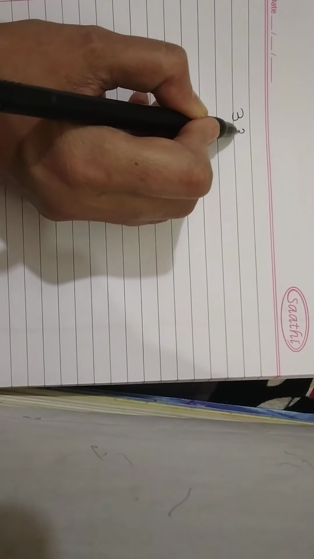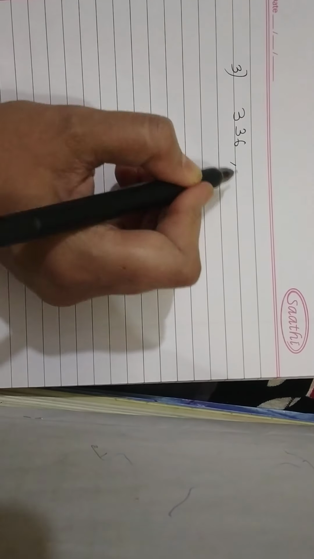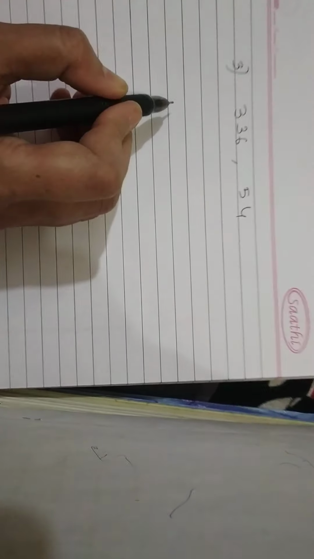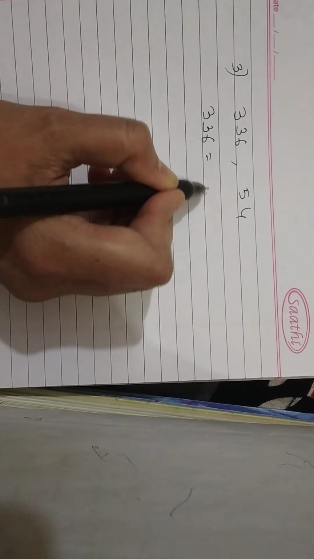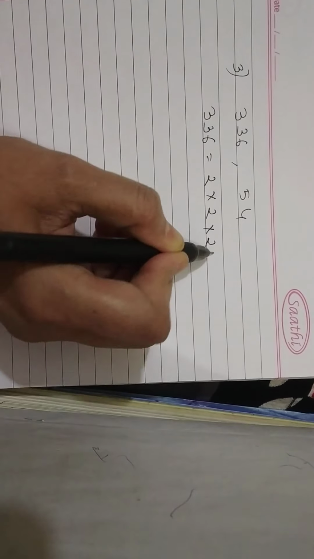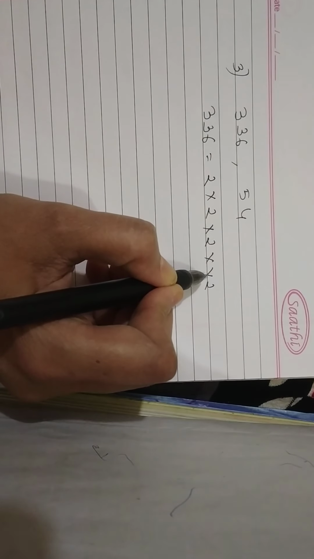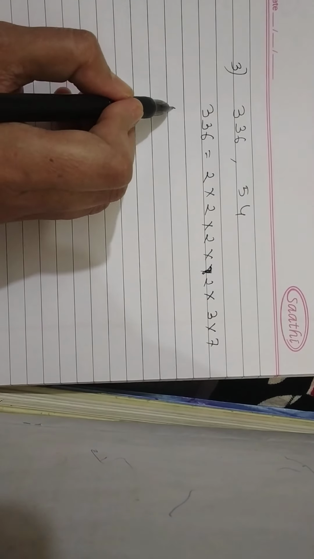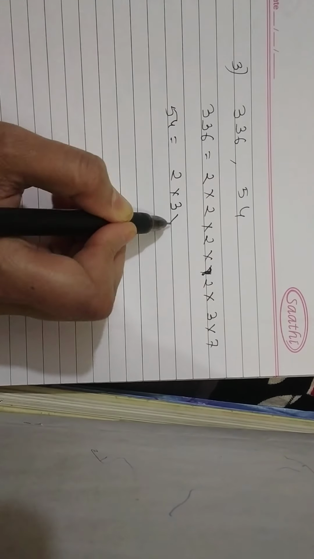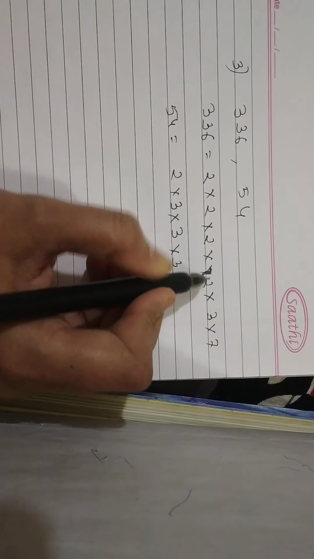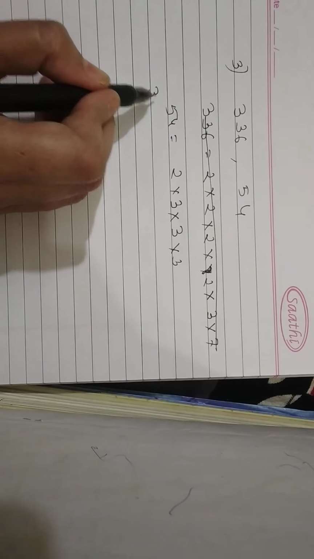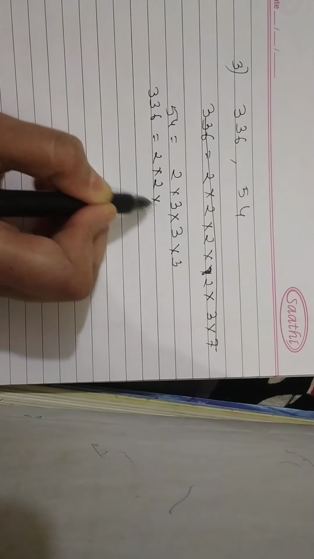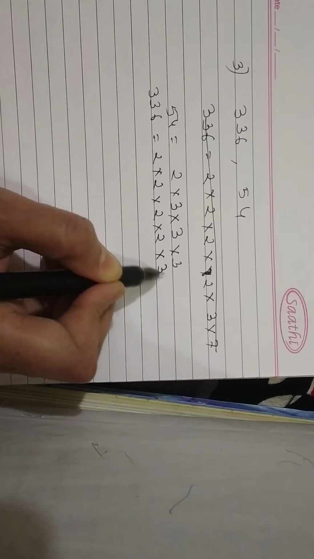What is third problem? 336 and what is that number? 54. Now we'll go for 336. Prime factors: 2 into 2 into 2, 4 times 2 into 3 into 7. The other number is 54: 2 into 3 into 3 into 3. I'll write this here again: 2 into 2 into 2 into 2, 4 times, 3 into 7.